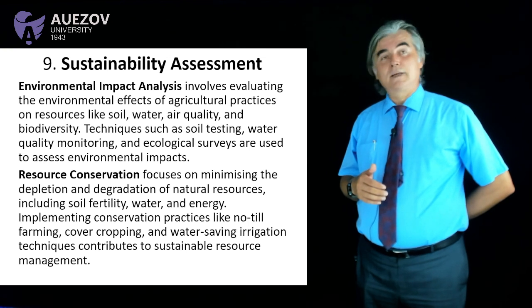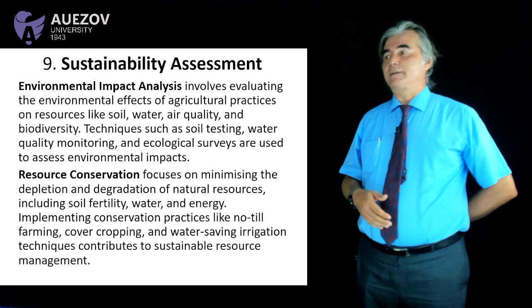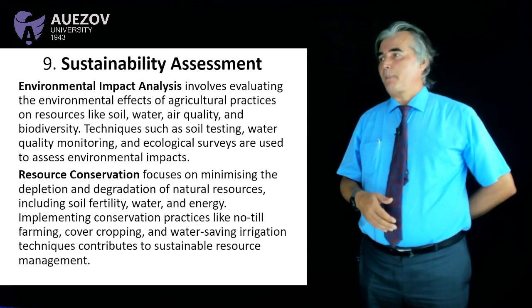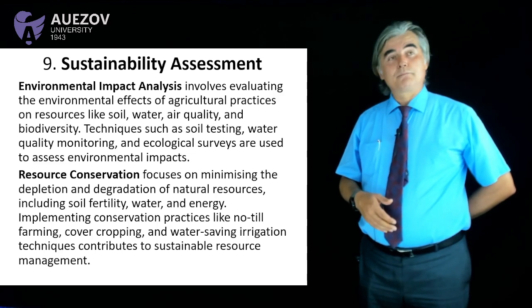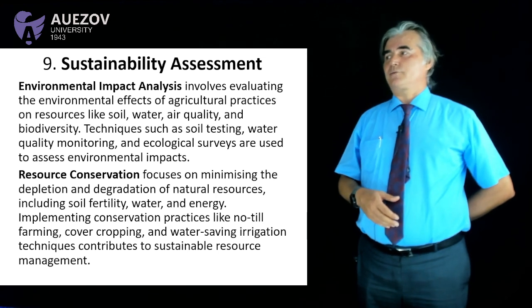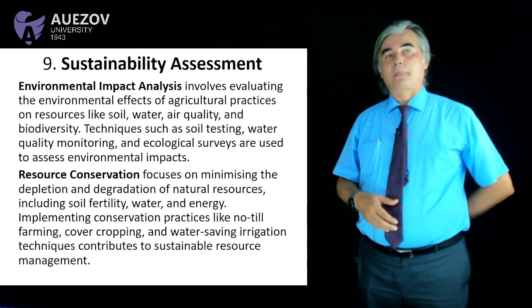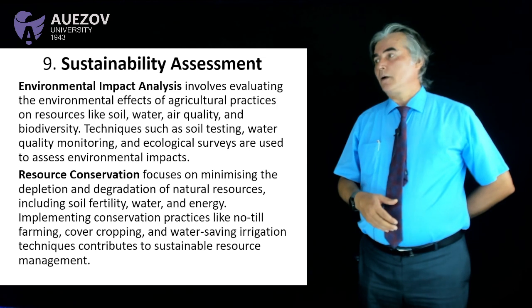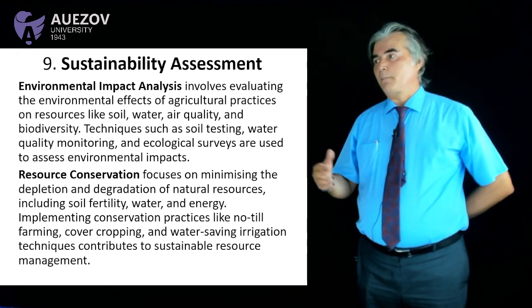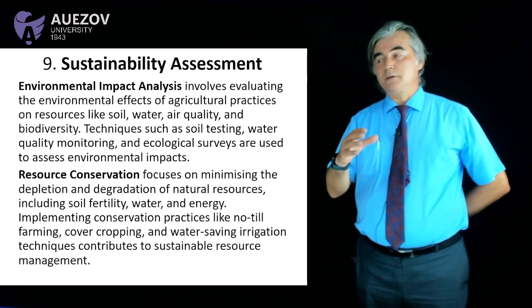Techniques such as soil testing, water quality monitoring, and ecological surveys are used to assess environmental impact. Resource conservation focuses on minimizing the depletion and degradation of natural resources, including soil fertility, water, and energy. Implementing conservation practices like no-till farming, cover cropping, and water-saving irrigation techniques contributes to sustainable resource management.